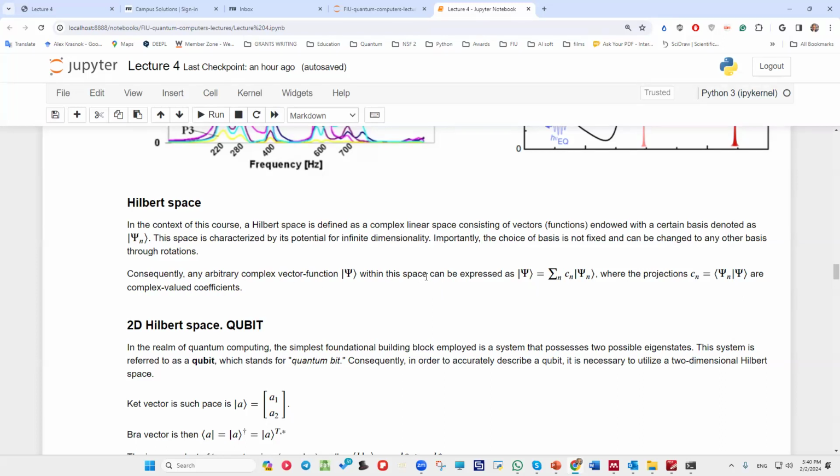And since we introduce the basis, and only after that, we can represent any vector or function in this space through this combination of the basis vectors and the projections of the vector on the corresponding basis vectors.